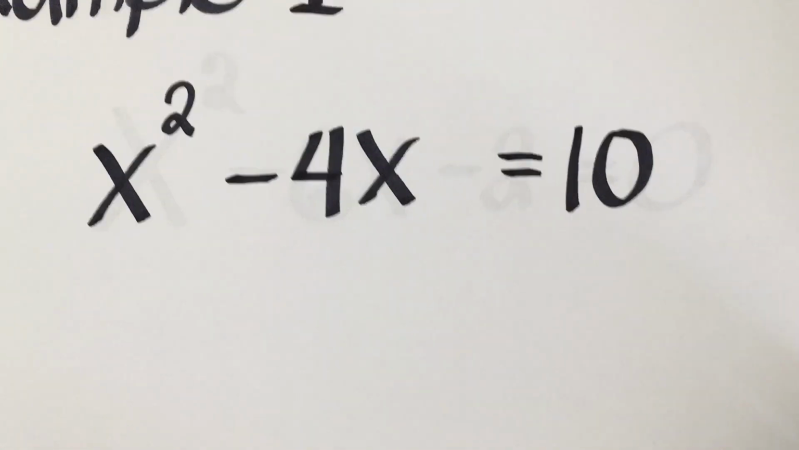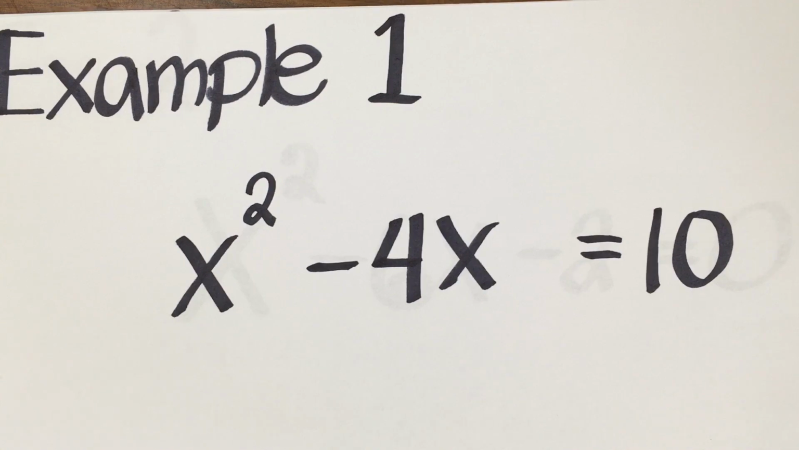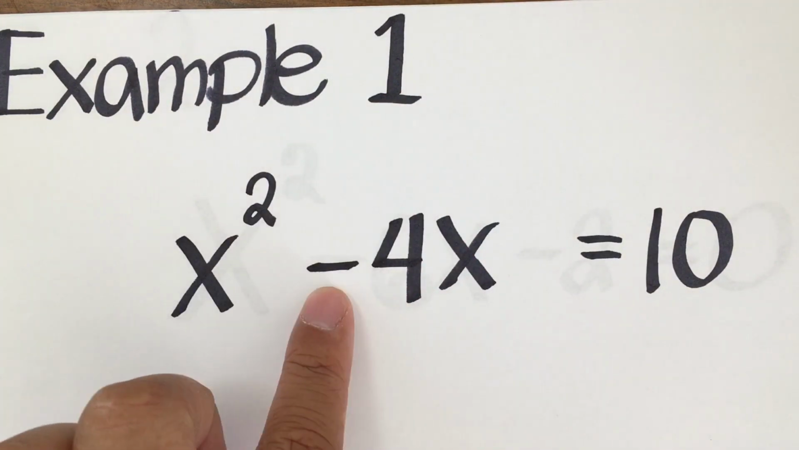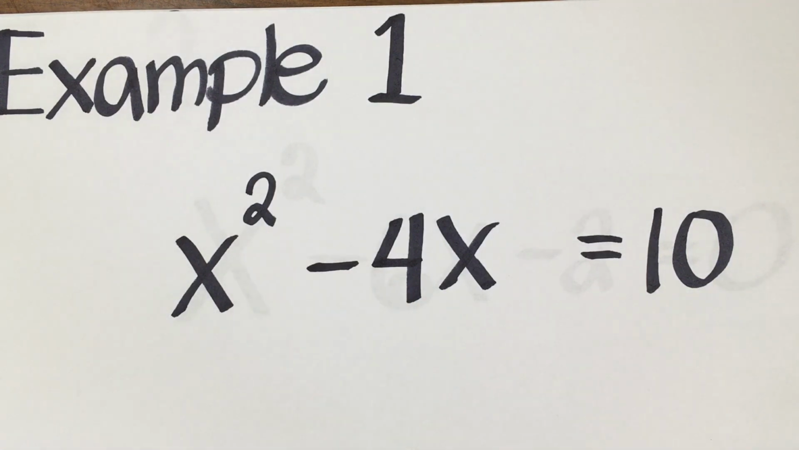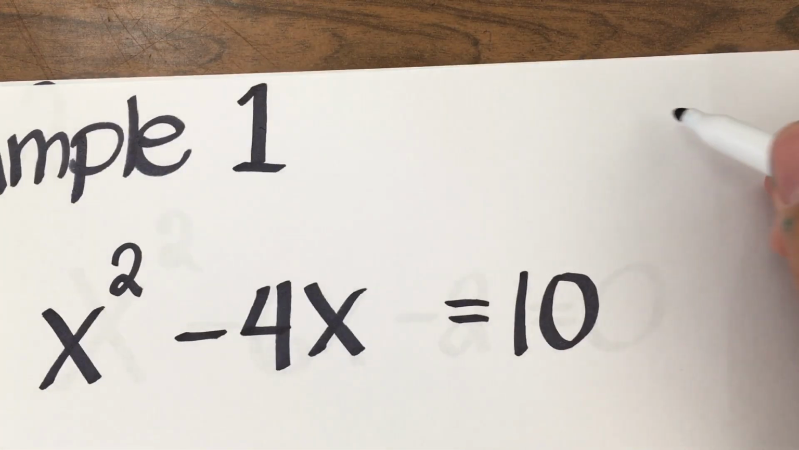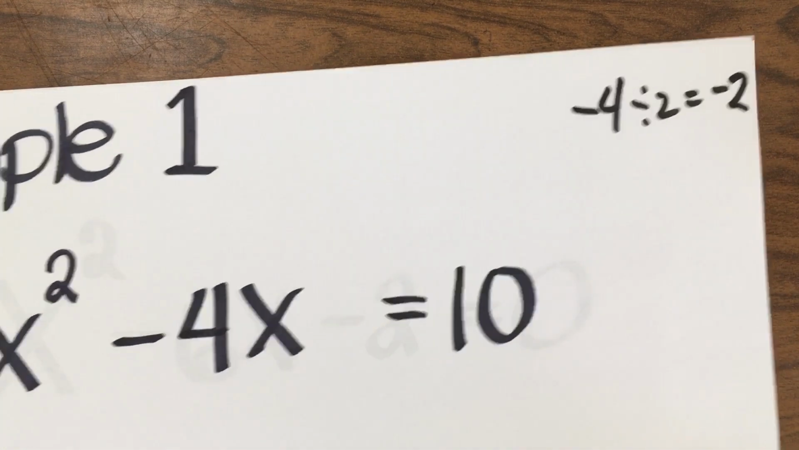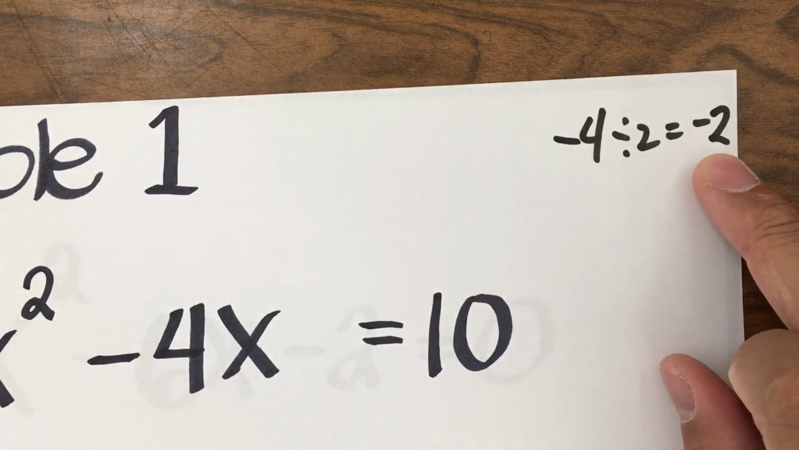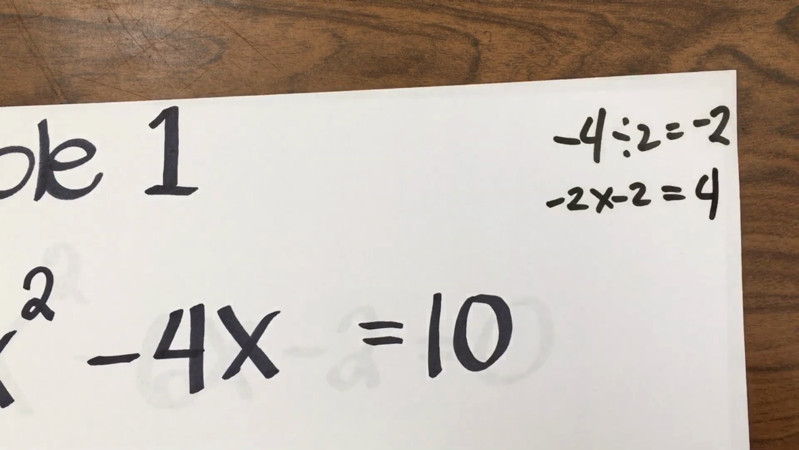So that's how we find the number that will complete our square. So here, we have a negative 4. Make sure you include that negative sign. So negative 4 divided by 2 is negative 2. If I may write that in here, negative 4 divided by 2 is equal to negative 2. And that would be multiplied by itself. So negative 2 times negative 2 is equal to 4. A negative times a negative becomes a positive.